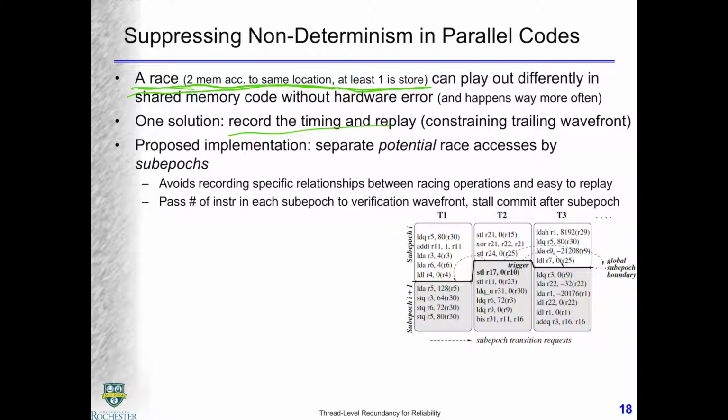And the verification wavefront would therefore essentially do a barrier. Every time you're done with the first sub-epoch, you raise a barrier and you stop your own commit stage. And when everybody has finished committing their first sub-epoch instructions, you can then start to retire the next sub-epoch. So this is what we do.